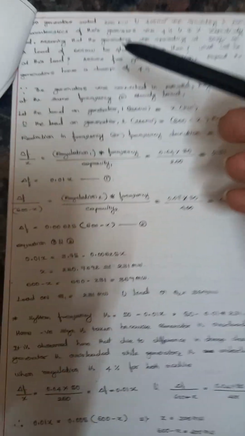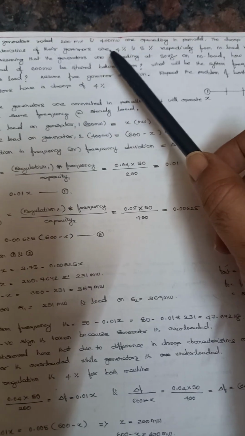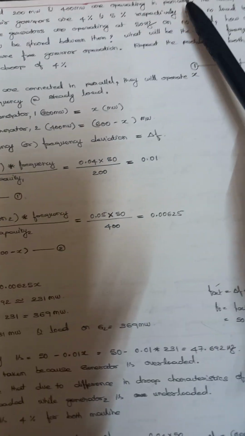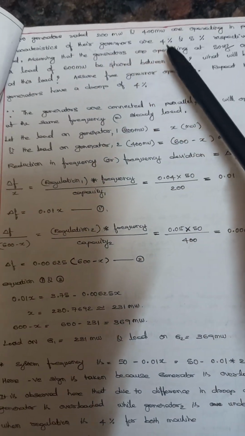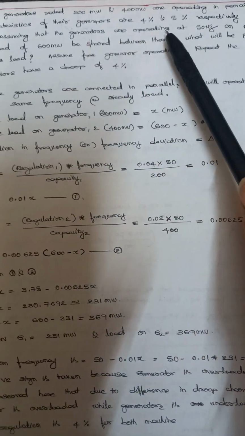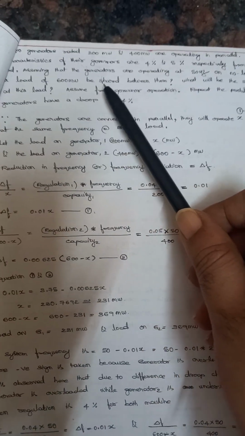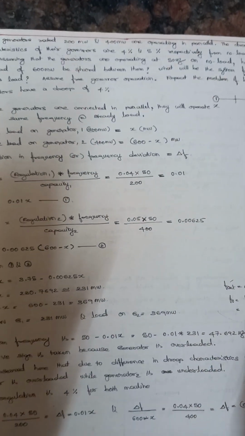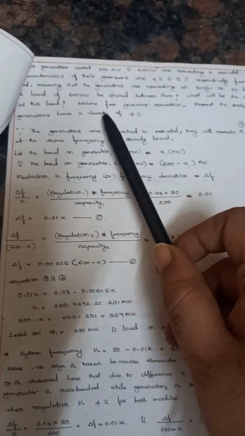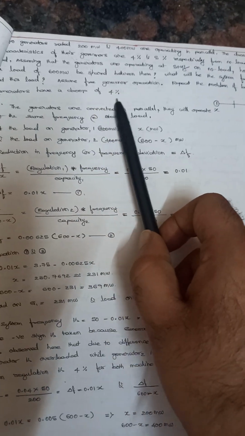One of the important problems that I'm going to say, the problem statement will be like this: two generators rated 200 megawatt and 400 megawatt are operating in parallel. The droop characteristics of their governors are 4% and 5% respectively from no load to full load, and assuming that the generators are operating at 50 Hz on no load, how would a load of 600 megawatt be shared between them? What will be the system frequency at this load? Assume free governor operation. Repeat the problem if both generators have a droop of 4%.